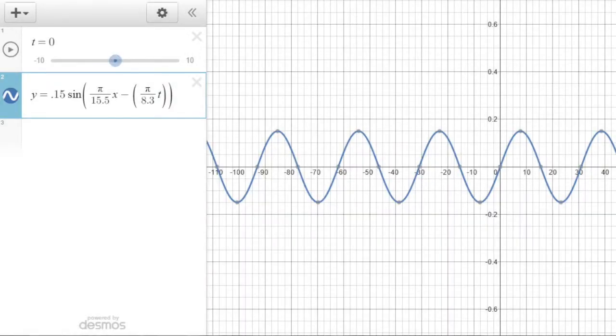So here's the basic graphing program that we used. We have our standard wave equation, and we plugged it into this program. So we have our amplitude being 0.15. We have our k as pi over 15.5, and then we have our omega as pi over 8.3. So after we plug all of that in, it gives us this sine wave, and we're still assuming there is no phi or phase shift, and it just gives us this basic sine curve that we can assume and see to be our ocean wave.